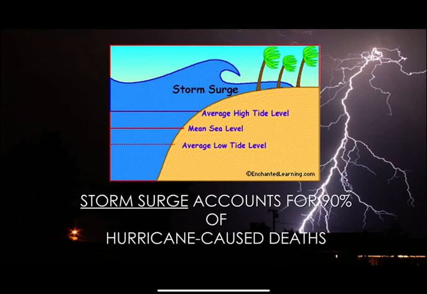Storm surge accounts for 90% of hurricane-caused deaths. Storm surge is when the tide level increases. Look at the picture to the top of your screen. It gives an example of storm surge.